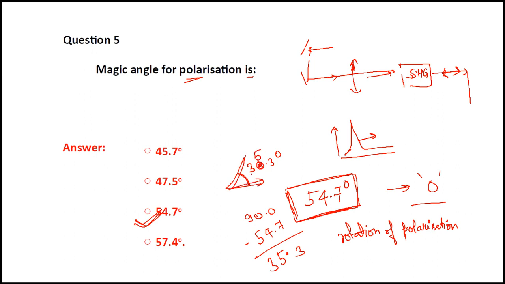So if you keep the sample at this 35.3 degrees, then the rise and fall in the intensity which is observed due to the rotation of the polarization is minimized. So the magic angle for polarization is 54.7 degrees.